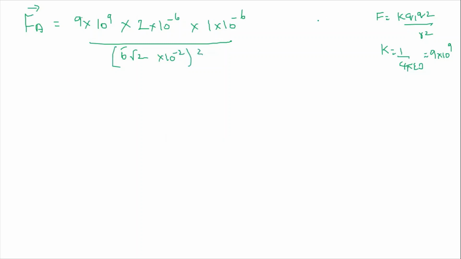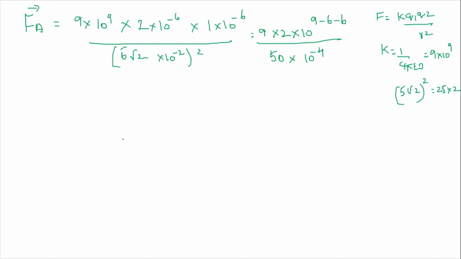So this equation will reduce to 9 into 2 into 10 to the power 9 minus 6 minus 6. I have taken the powers separately. Next, 5 square is 25, root 2 square is 2, so 25 into 2 is 50. 10 power minus 2 the whole square is 10 power minus 4. So 5 root 2 the whole square will be 25 into 2, that is how it becomes 50.